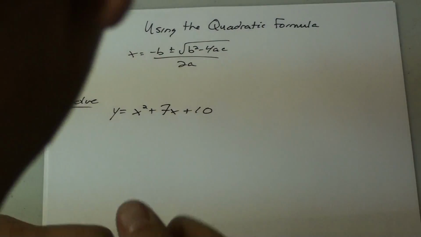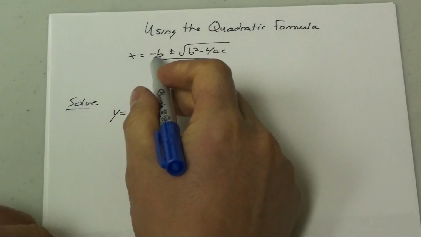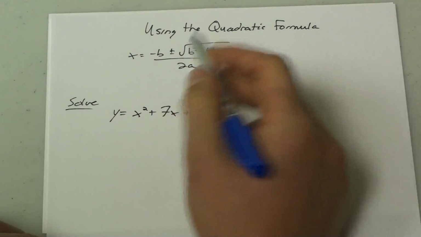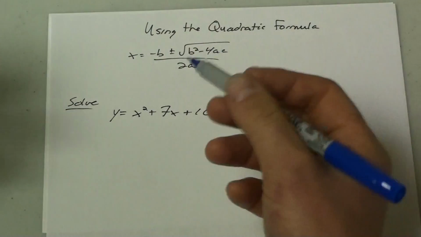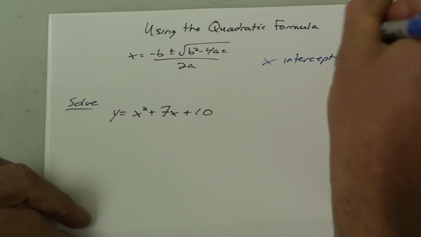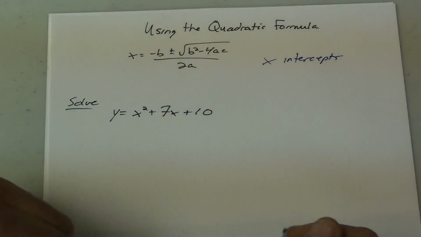Okay, doing a lesson here on using the quadratic formula. The quadratic formula is x equals negative b plus or minus the square root of b squared minus 4ac, all over 2a. It finds the x-intercepts of the quadratic, and you can have two x-intercepts, one x-intercept, or no x-intercepts.